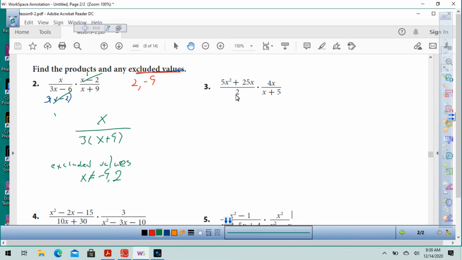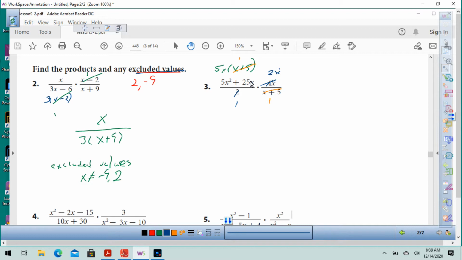All right, let's take a look at number 3. Well, we can take a 5x out of here, right? And that leaves us with x plus 5. All right, good. So the x plus 5s cancel out. And then we've got a 2 that becomes a 1, and that becomes a 2. So we'll call that 2x.